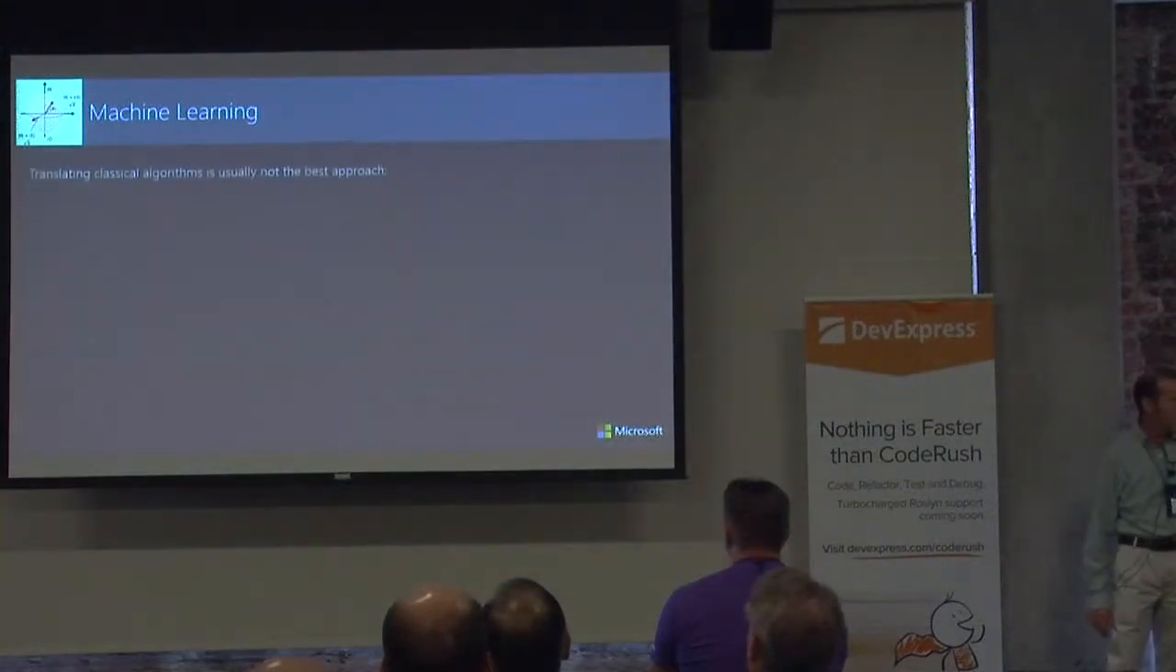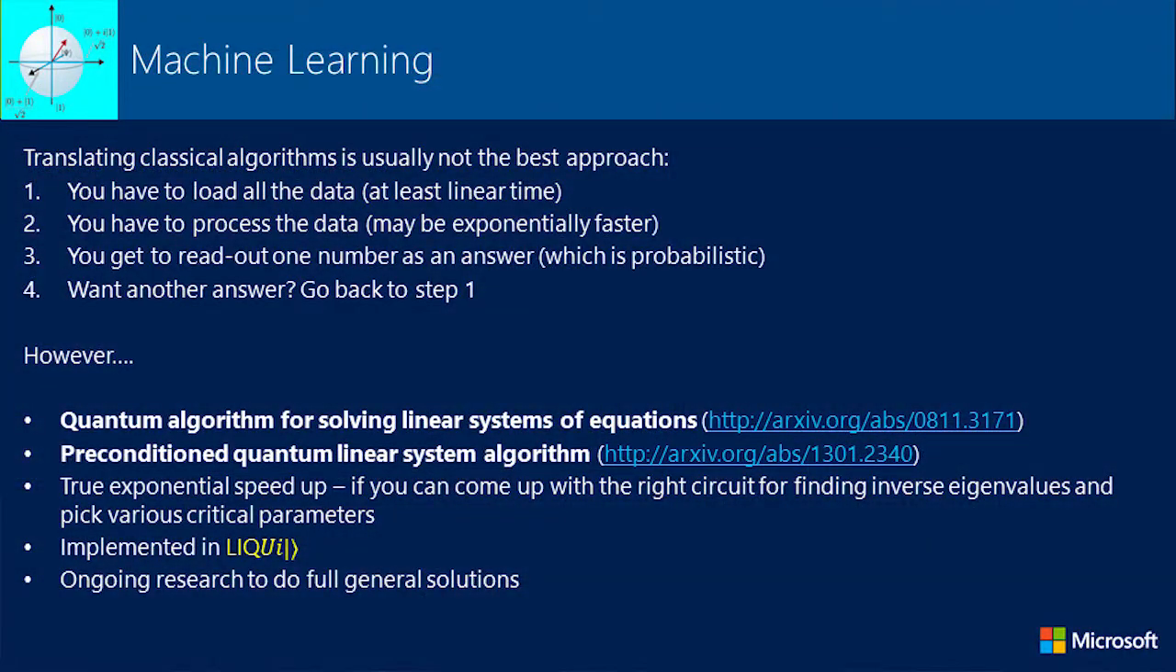There's a problem with this, though. When you translate, doing it naively doesn't work well. You have to load all the data. We have to do that anyway in a classical system. But once you've loaded it, you have to process it. Well, that's exponentially faster. That's great.